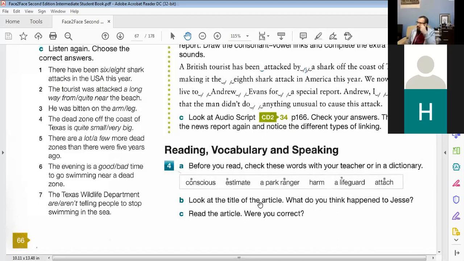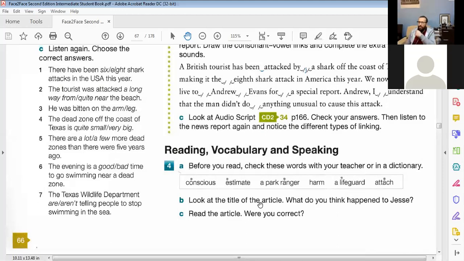A park ranger is like an employee, someone who's responsible for taking care of a park. It's like a bodyguard, or not a bodyguard. It's a bit like a soldier or maybe a security guard. But this security guard is responsible for the park. He takes care of the park. He looks out for animals.